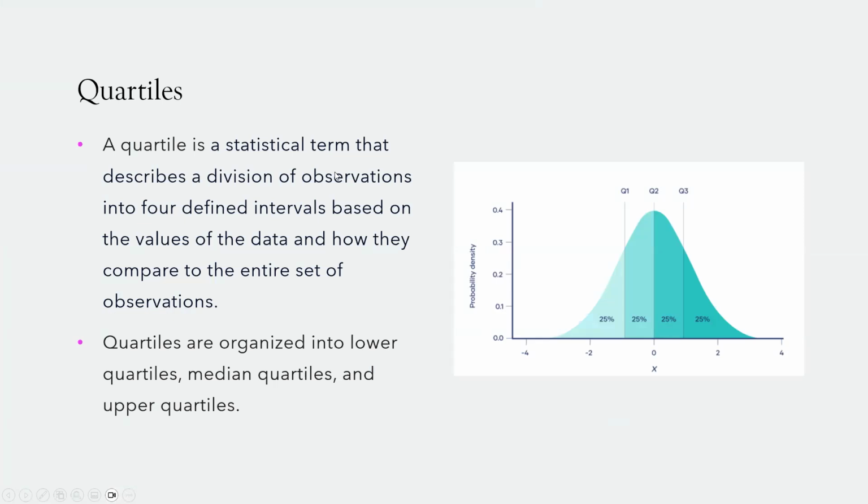What are quartiles? A quartile is a statistical term that describes a division of observations into 4 defined intervals based on the values of the data and how they compare to the entire set of observations. Quartiles are organized into lower quartile, median quartile, and upper quartile, like over here. Q1 is the lower quartile, Q2 the median, and Q3 is the upper quartile.